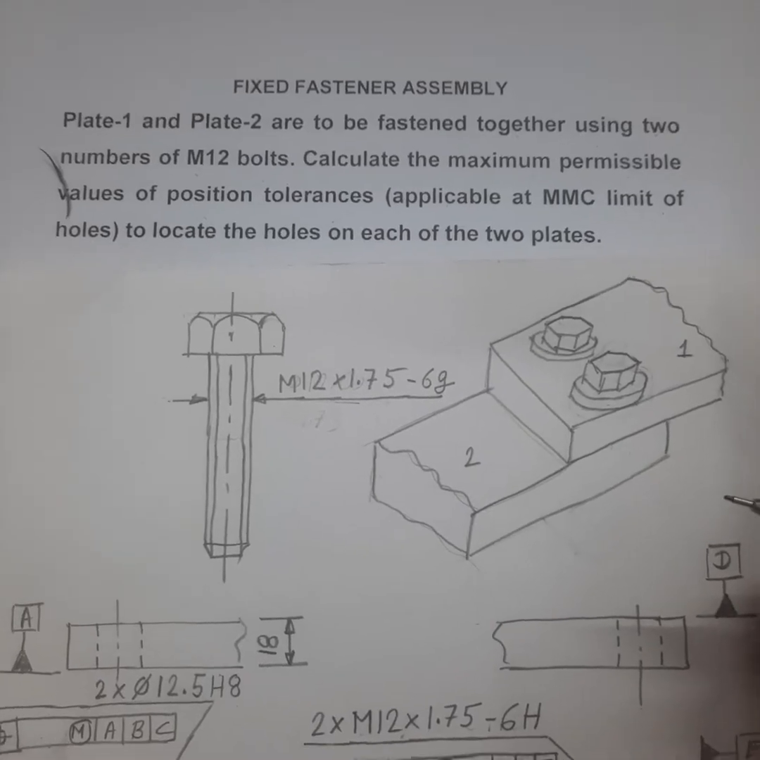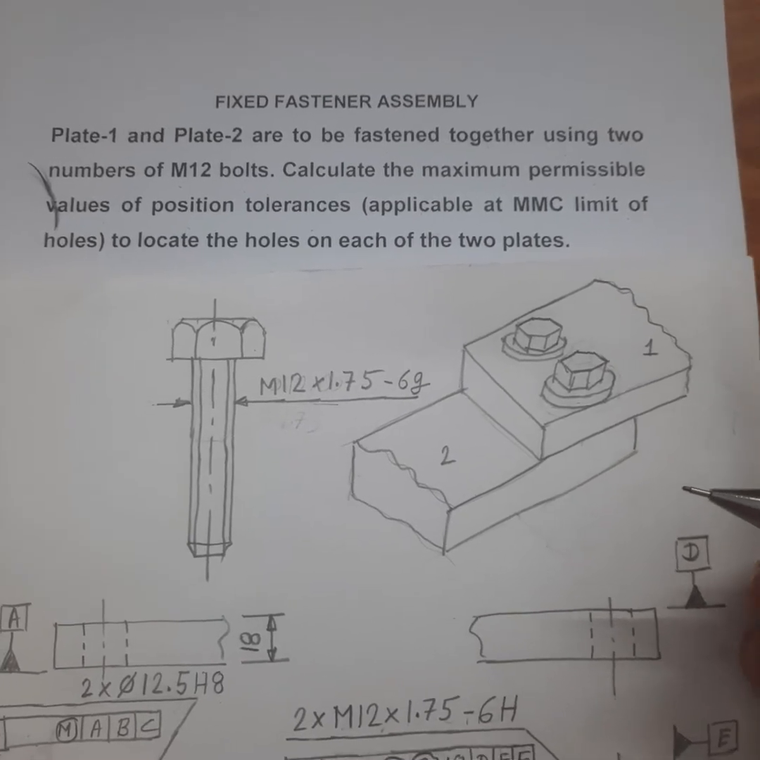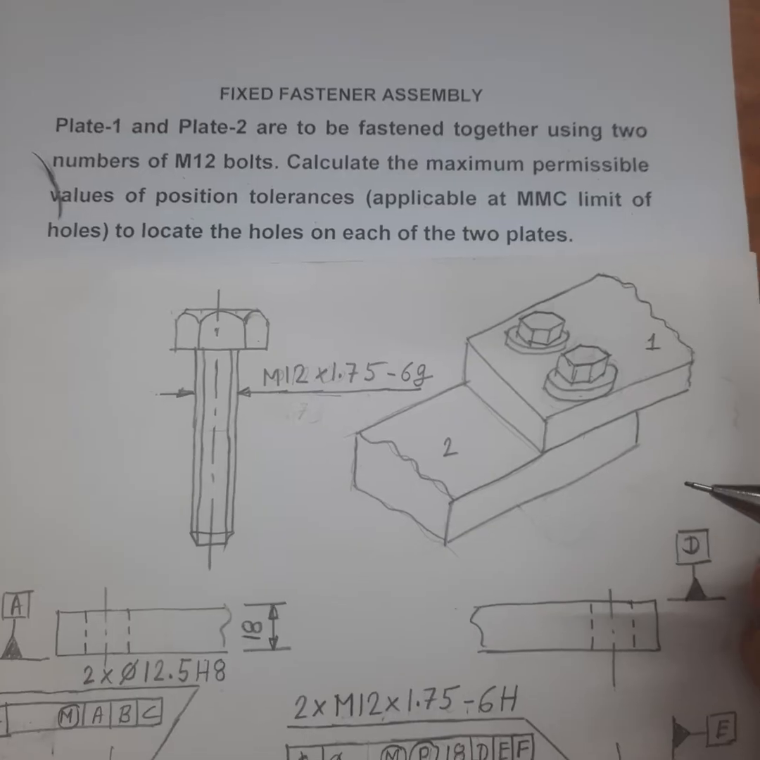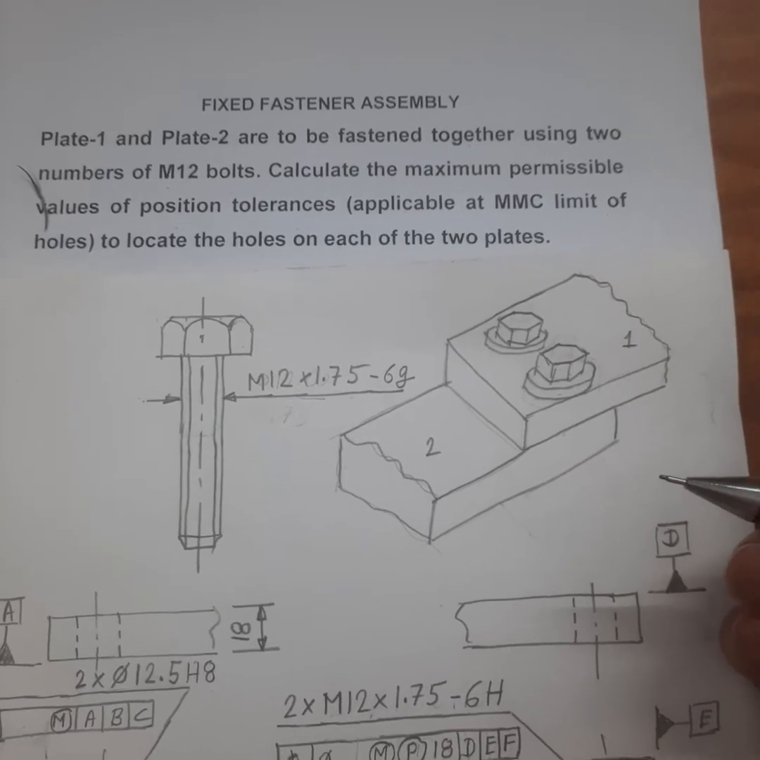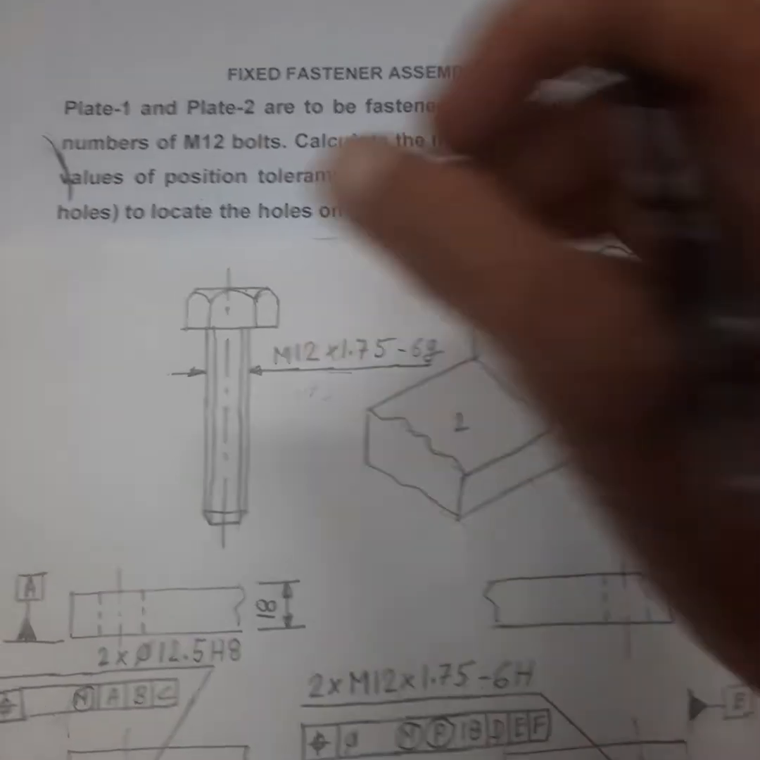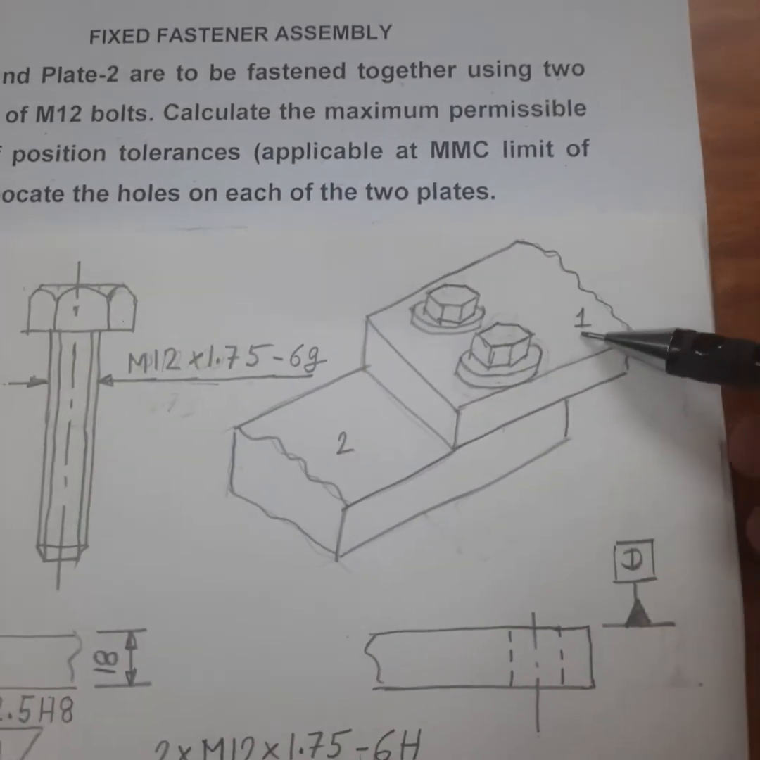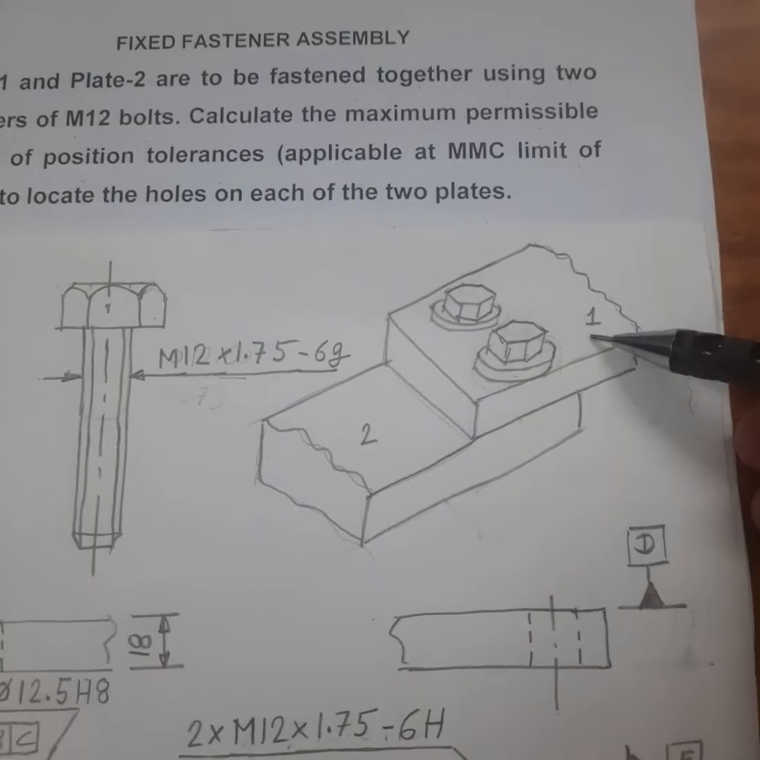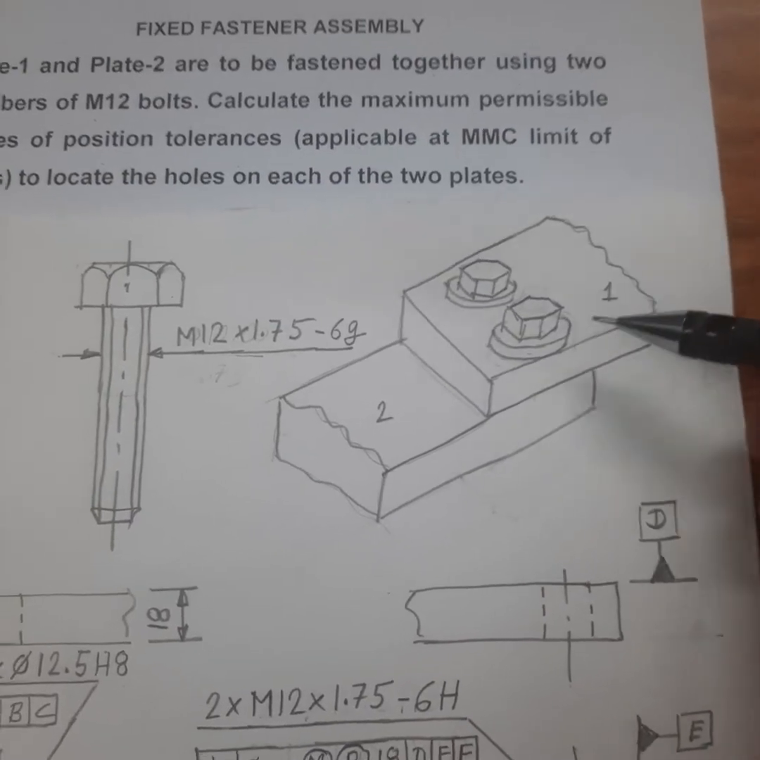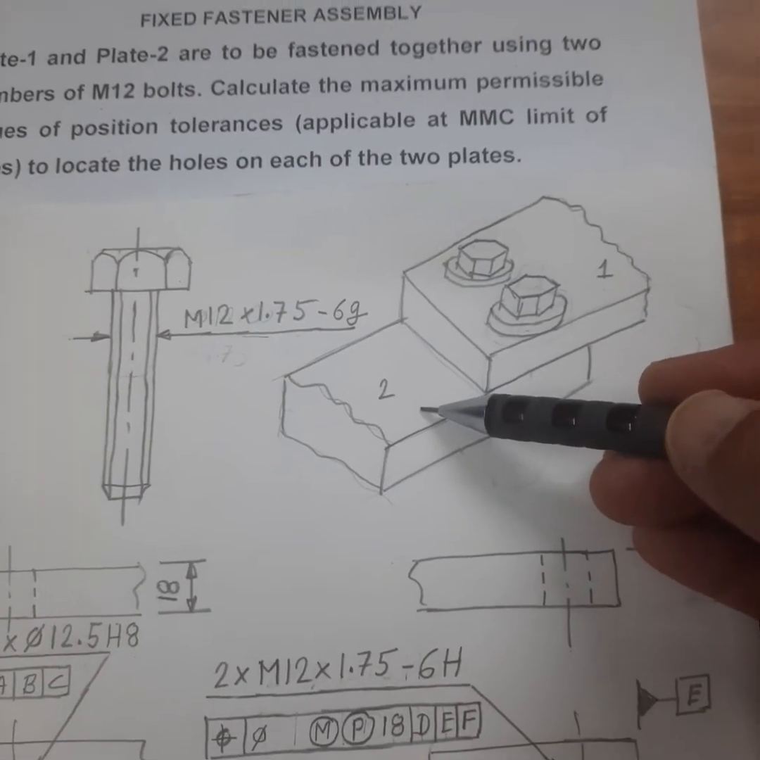We have to find out the position tolerances for locating the holes on both the plates. Plate 1 has clearance hole. Plate 2 has threaded hole.